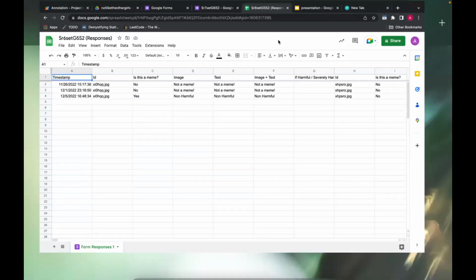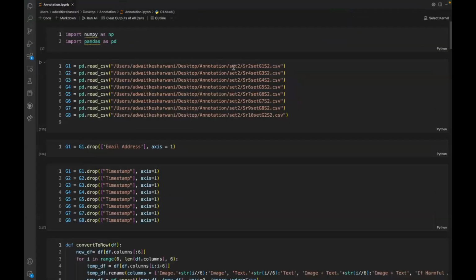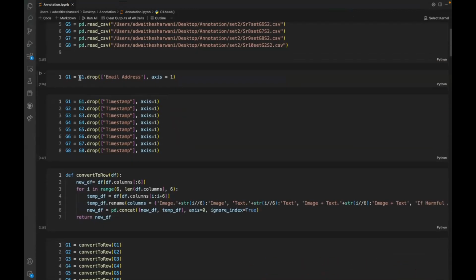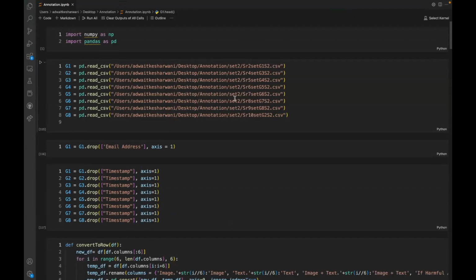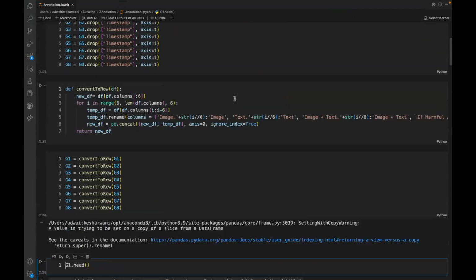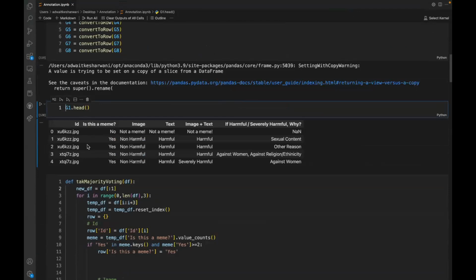To pre-process the responses that we got, I have created a Python script. Here we are reading all the responses that we got. After converting the row to column format, we can see that the first 3 rows have the same meme ID because these are the 3 responses for the first meme. The first annotator has said that this is not a meme, but the other 2 annotators are saying that this is a meme.